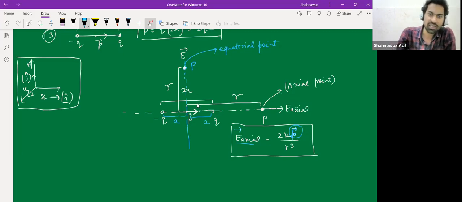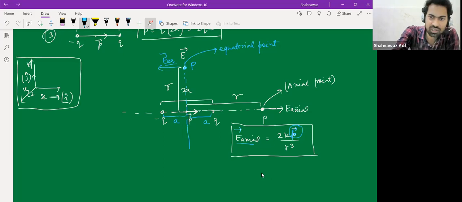So I am calculating the electric field at this equatorial point, the perpendicular bisector, right, Aisha? And I am asking, whatever you derived, what will be the direction of the electric field at the equatorial point? Do you remember we calculated the electric field? It is opposite to the dipole. Yes, absolutely right. So this would be the direction at the equatorial point.